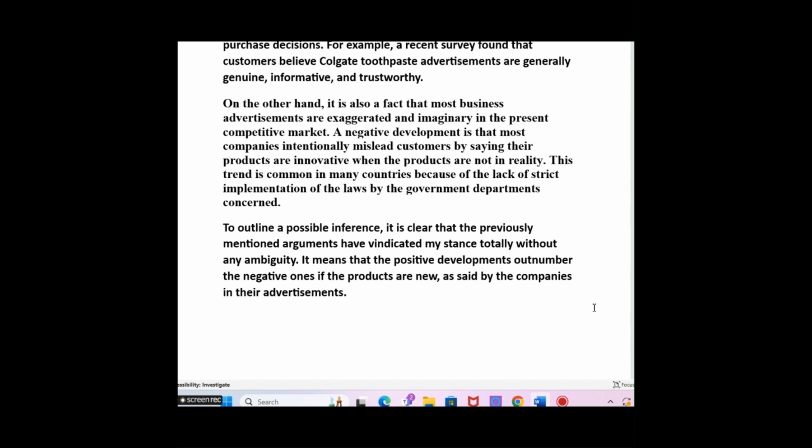To outline a possible inference, it is clear that the previously mentioned arguments have vindicated my stance totally without any ambiguity, a fixed one. And you can generate this last sentence in the conclusion to finish the essay. It means that the positive developments outnumber the negative ones if the products are new, as said by the companies in their advertisements. Okay friends, if you work hard on this essay, it won't be difficult. This is type 5 in our types of essays, and in IELTS it is a combination 1.